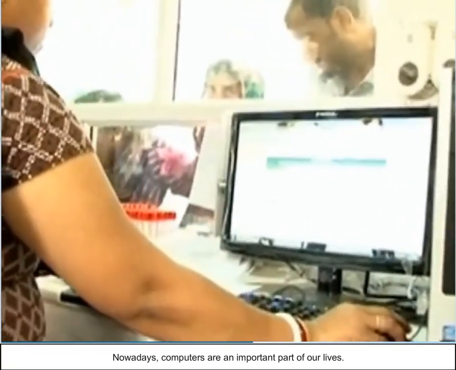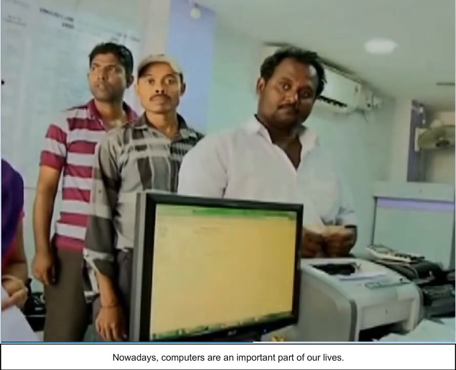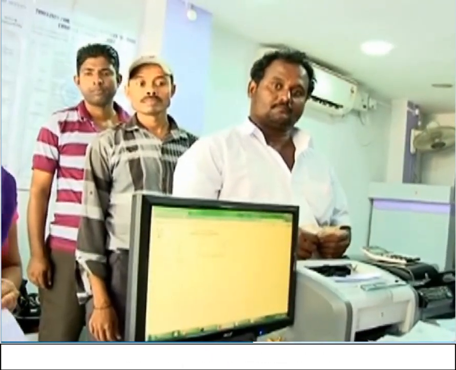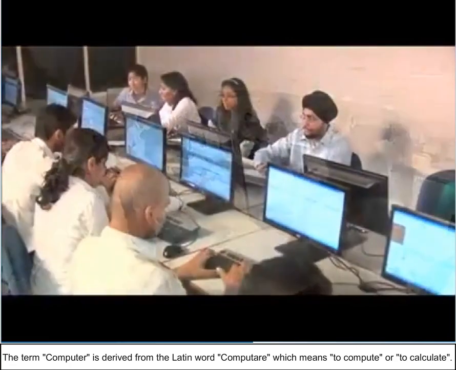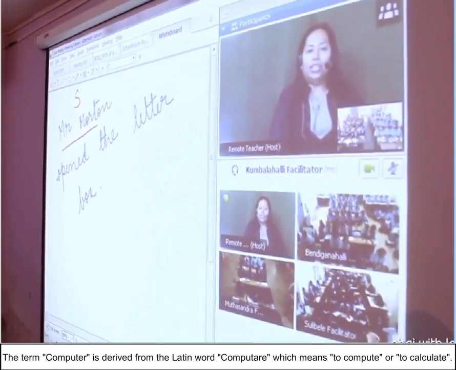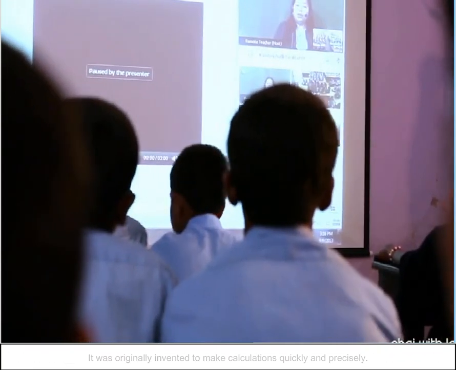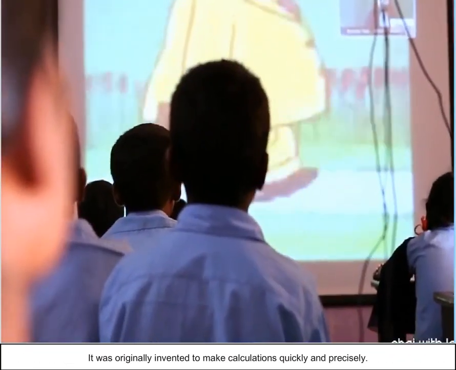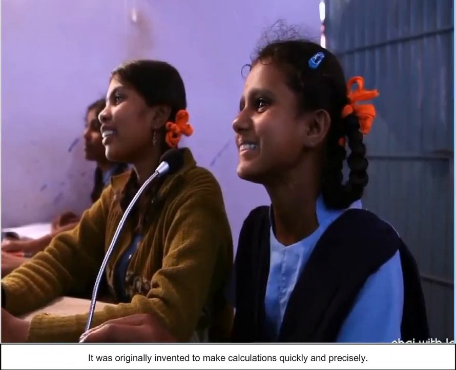Nowadays, computers are an important part of our lives. The term computer is derived from the Latin word computere, which means to compute or to calculate. It was originally invented to make calculations quickly and precisely.